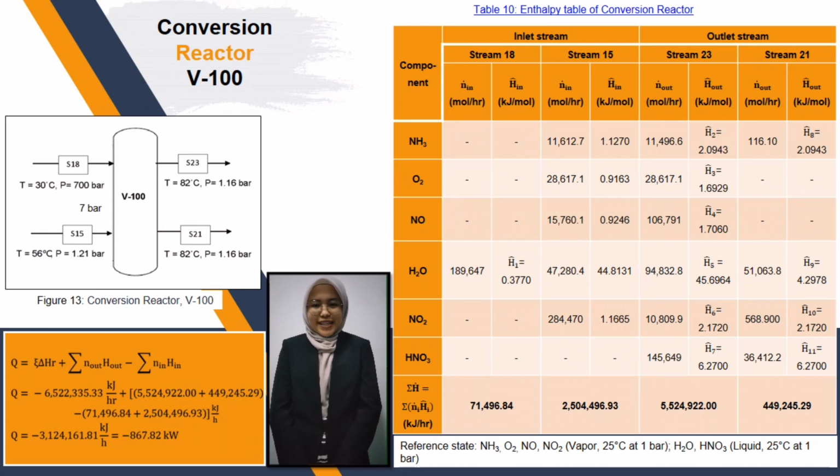The third main equipment is the conversion reactor where absorption of nitrogen dioxide occurs. This reactor consists of two inlet streams and two outlet streams. The water inlet stream condition is 30 degrees C and 7 bar pressure. Another inlet stream is 56 degrees C and 1.21 bar. Both outlet streams have the same condition, which is 82 degrees C and 1.16 bar. The process heat of reaction is negative 6,522,335 kilojoule per hour. The sum of heat transfer is negative 867 kilowatts, which is also an exothermic reaction.